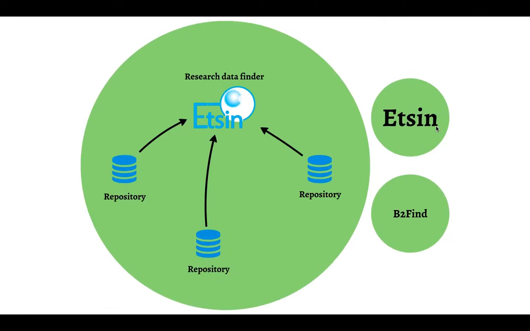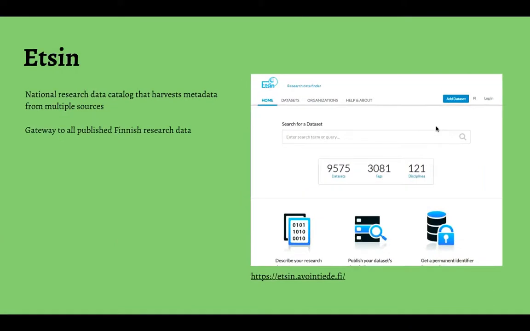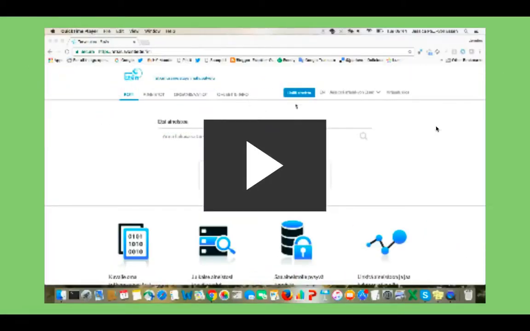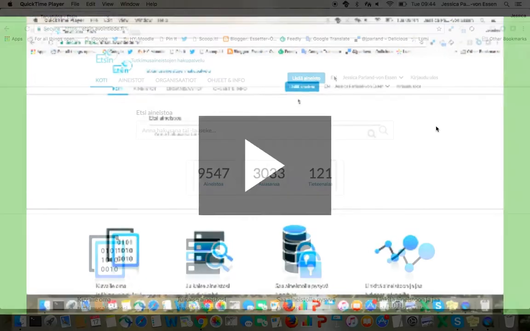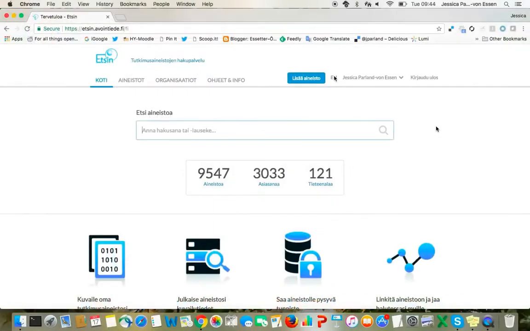I will now present two relevant research data metadata services that are produced by CSC. The Etsin Research Data Finder is a catalog for the National Storage Service and the Long-Term Preservation Services, and it is also a national research data catalog that harvests metadata from other sources. Thus, it is a gateway to all published research data in Finland. We are constantly looking for new sources to harvest.